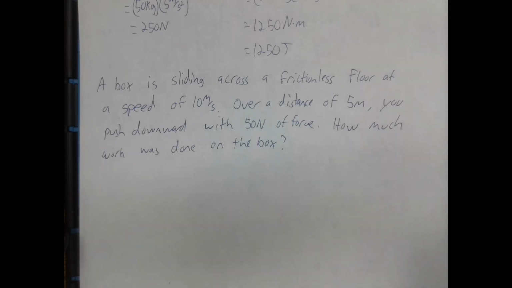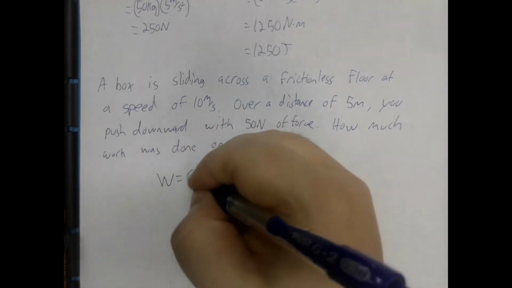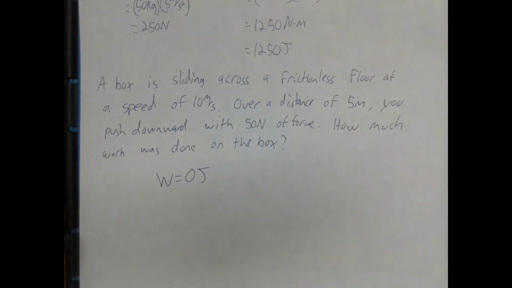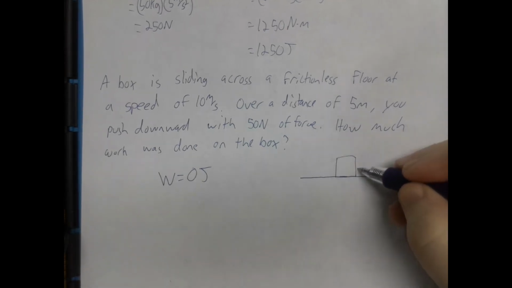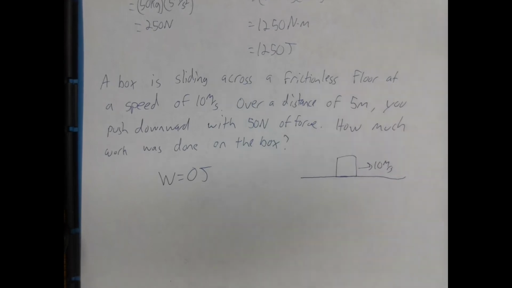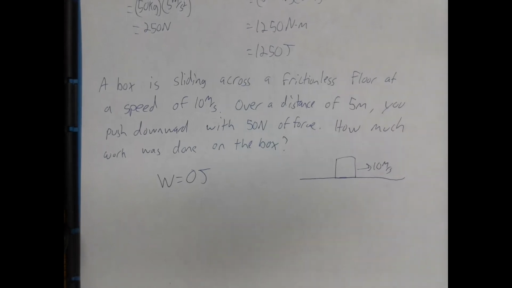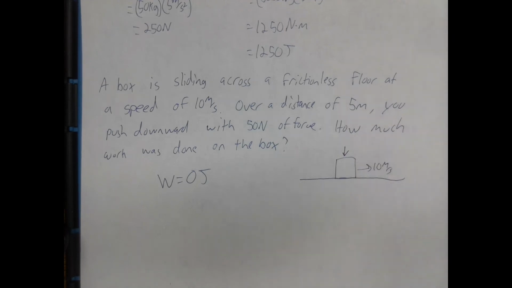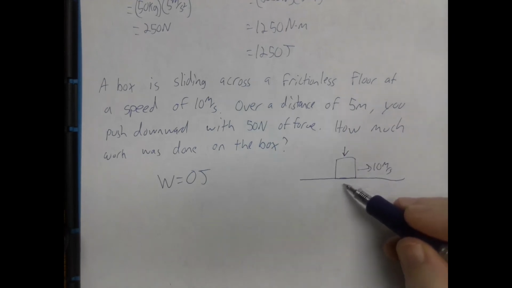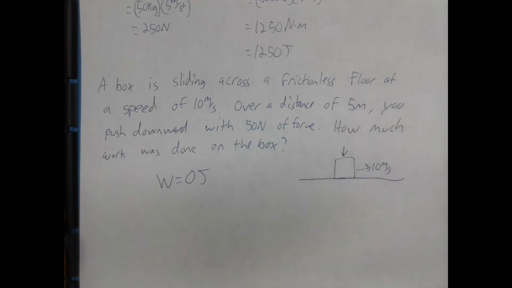So what's the answer? Zero. Why is the work 0? It's because you're pushing downward on a box that's moving to the right. You can think of the box going across the floor in this direction. Without any friction, it'll continue moving for all eternity, right? It'll never stop. Pushing down on the box would just push it into the floor, but without any friction on the floor, pushing downward would do nothing.